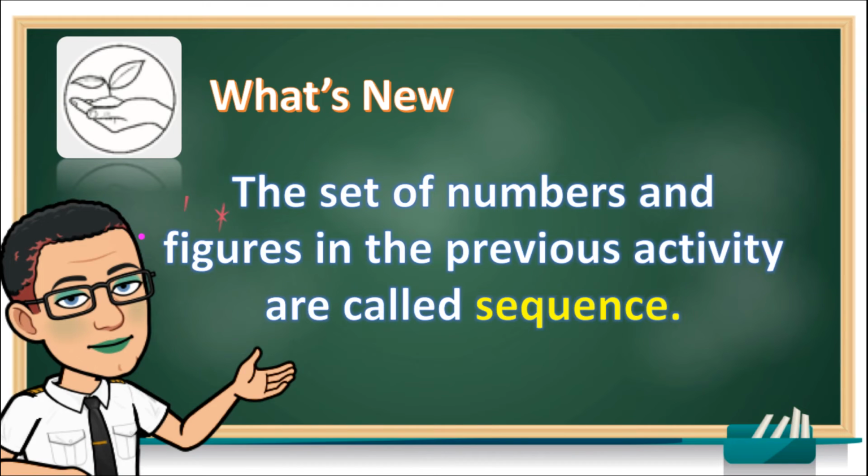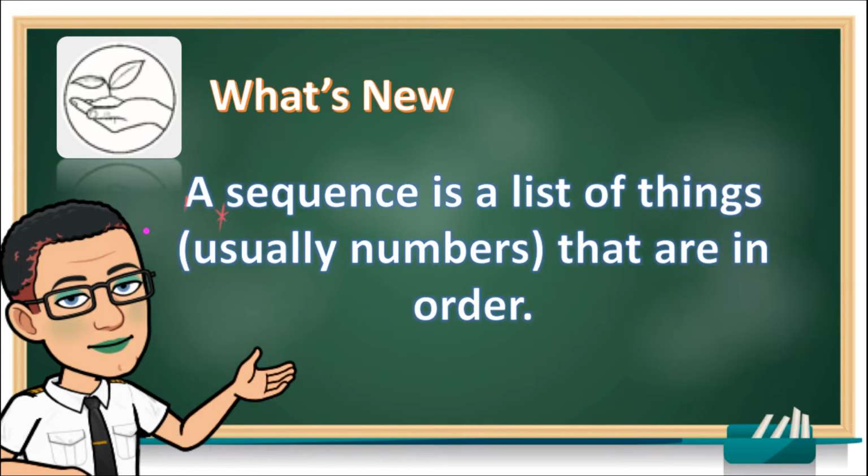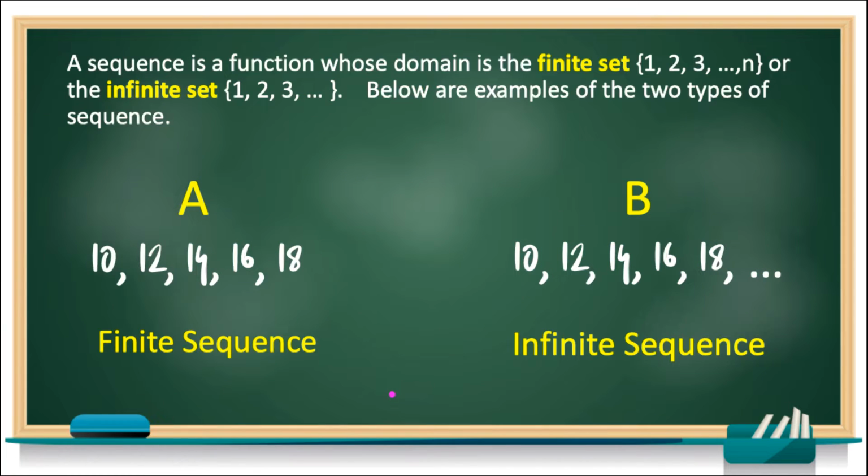Now remember that the set of numbers and figures in the previous activity are called sequences. And a sequence is a list of things, usually numbers, that are in order. Now there are two types of sequence. One is a finite sequence and the other one is an infinite sequence. Let us now differentiate the two with examples shown in set A and set B.